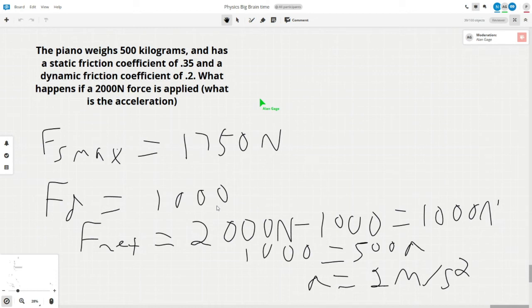So if there is a block that is in free fall on Earth, what would its free body diagram look like? You're just going to have to describe it because we don't have anything set up for you guys to draw. But can anyone tell me what the free body diagram would look like for that situation?